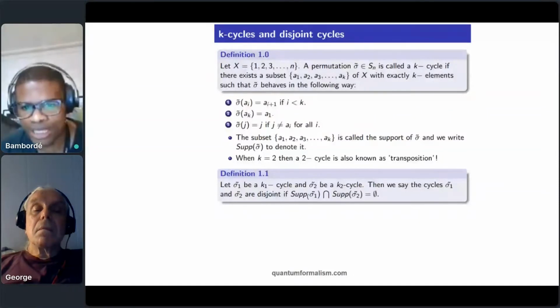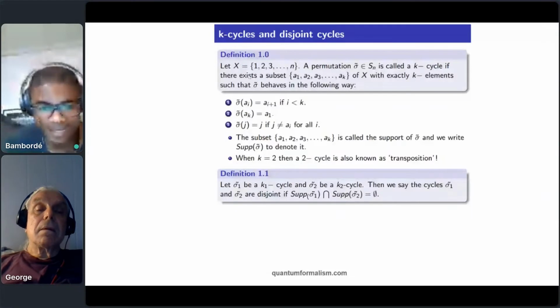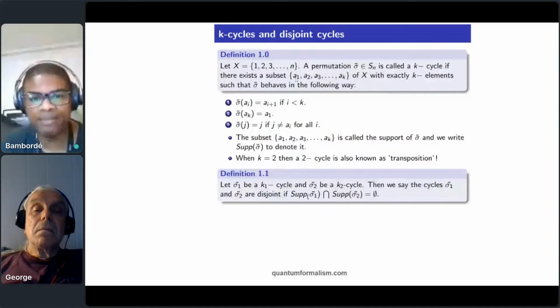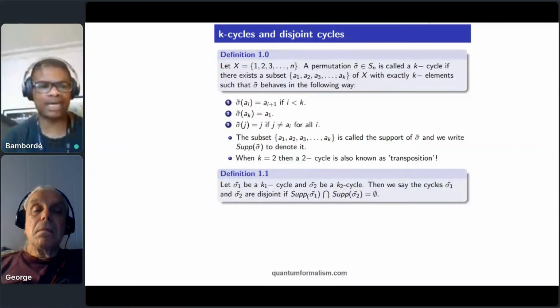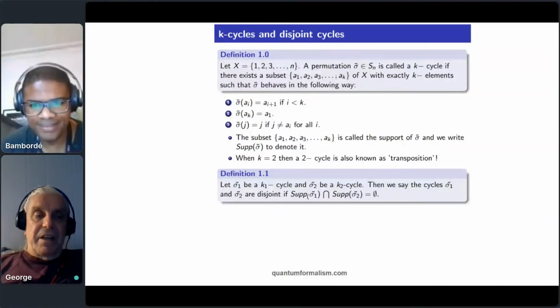So given a permutation, you know what a permutation is, which is an element of the symmetric group Sn, I will call it sigma tilde. This is called a k-cycle if there exists a subset, that I label A1, A2, A3, to Ak, with exactly k elements, which means that there are no repeating elements. So it has exactly k elements. Is that a strict subset, k less than n?